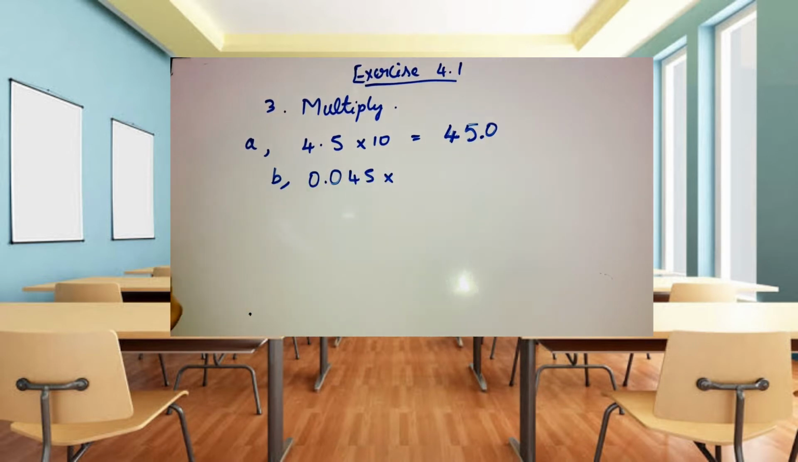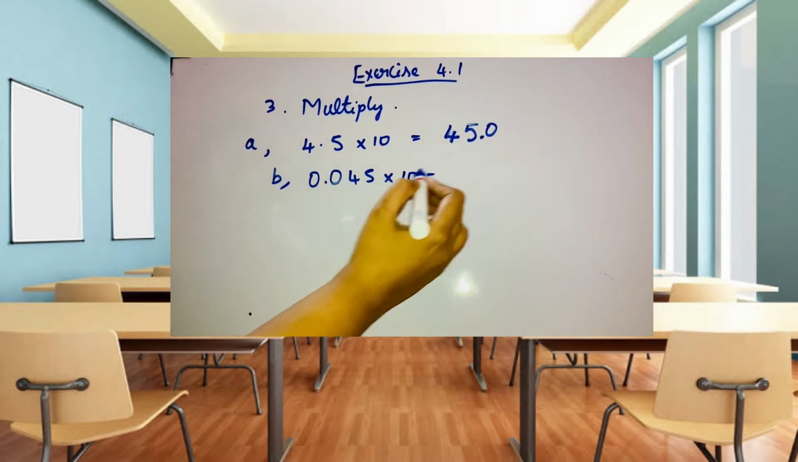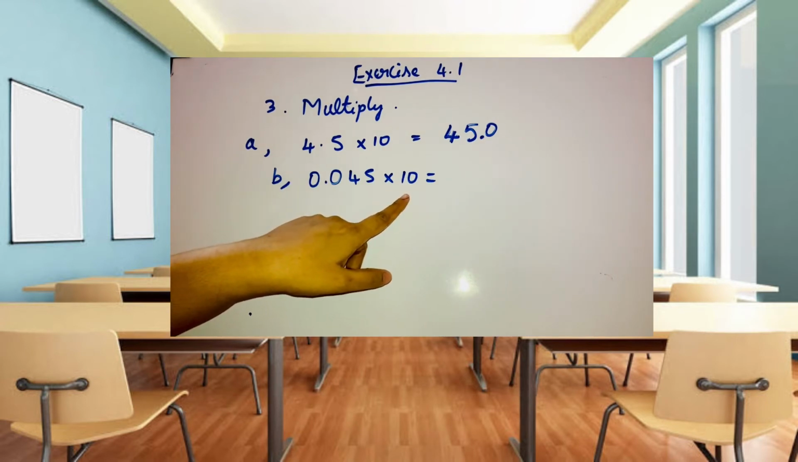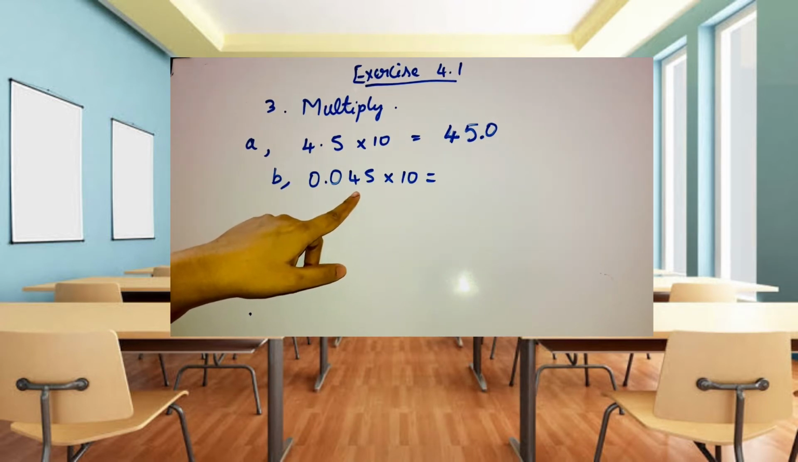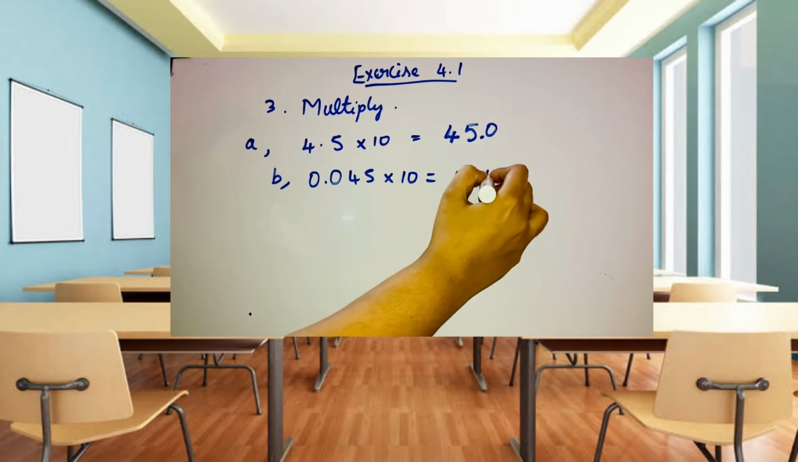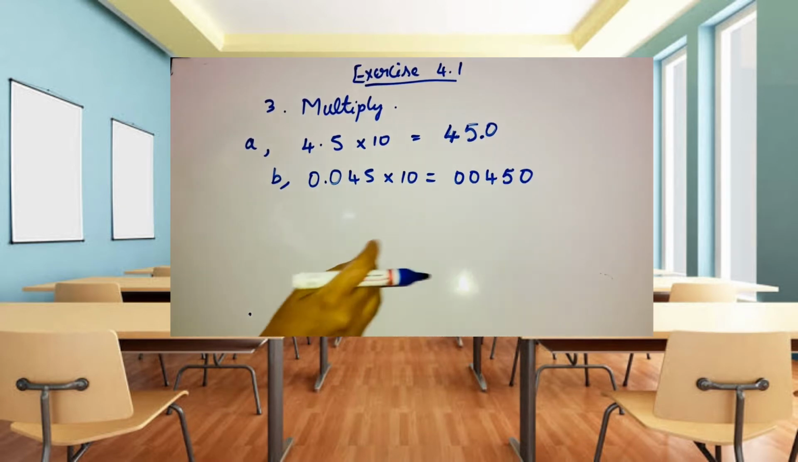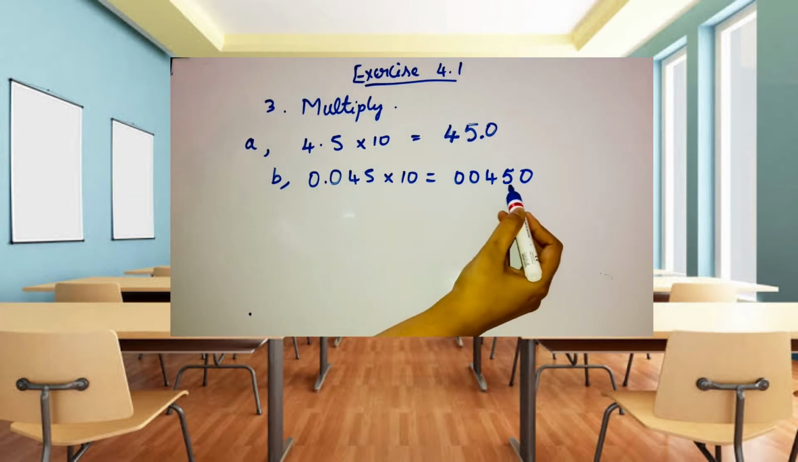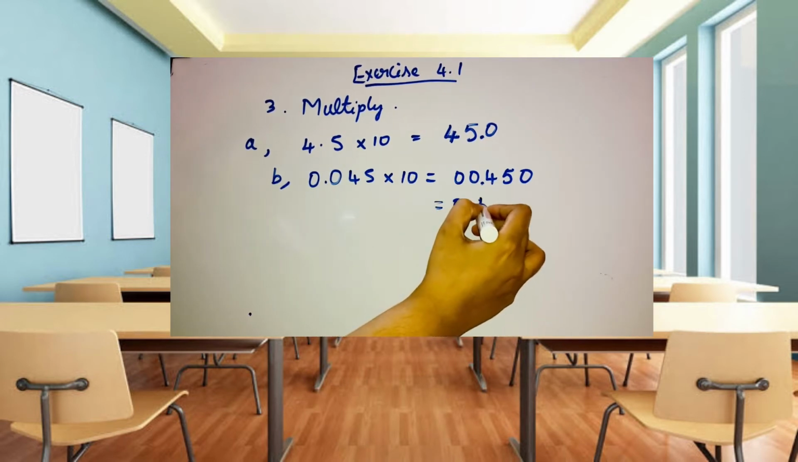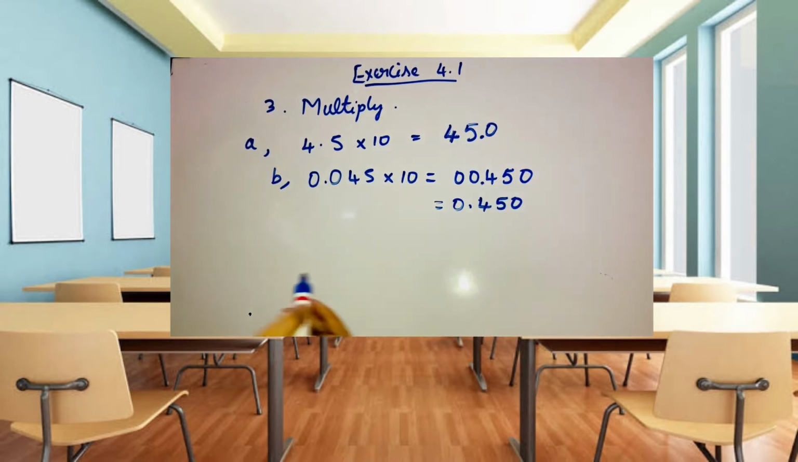Now the second sum, B: 0.045 into 10. Whenever we multiply a number by 10, we just need to add a 0 at the end. So here we will be getting 00450. Here 1, 2, 3: the decimal point is after 3 digits. So the answer is 0.450.